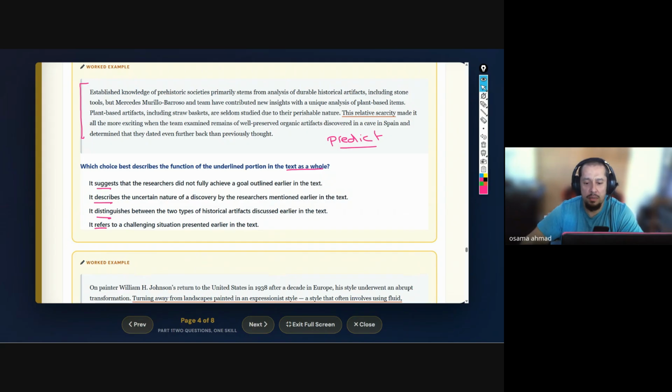Send your answers in the chat, please. Try this function right here. Read the full passage. Okay? Read the full passage. Don't just read a portion.